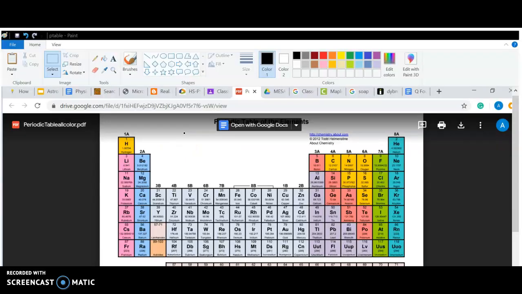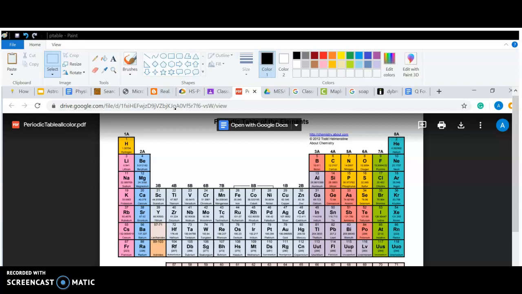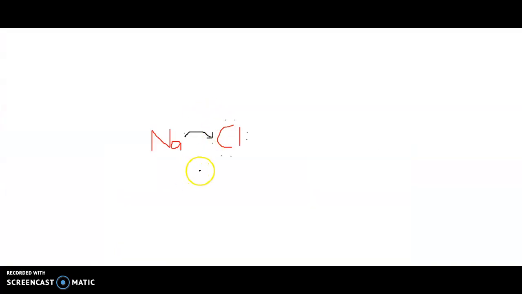If we go back to our periodic table chart, let's look at chlorine, 3, and let's look at sodium, 0.9. Let's call that 1, right? So the difference in electronegativity is 2. There are other ways that we can determine the type of bond that's going to form, and one of them is by looking at the difference in electronegativity. If the electronegativity difference is 2 or greater, that's going to be an ionic bond.